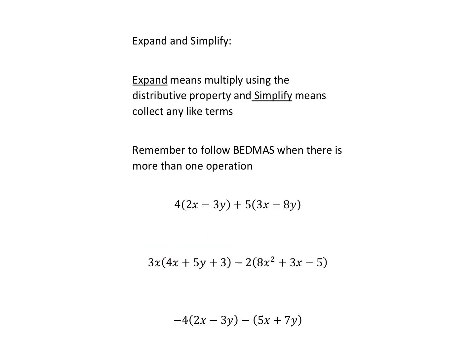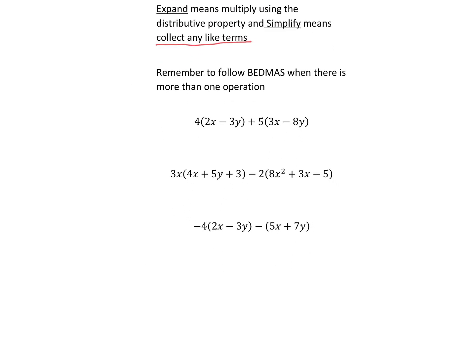Sometimes the direction will say expand and simplify. Expand means to multiply using the distributive property. Simplify means to collect any like terms. So sometimes when we expand, we will be able to simplify further by collecting terms that are like. Just remember that you need to follow BEDMAS when there's more than one operation.